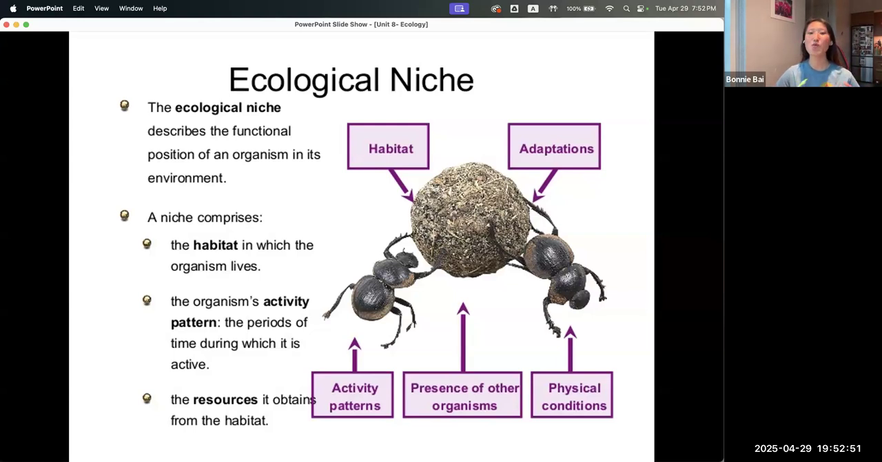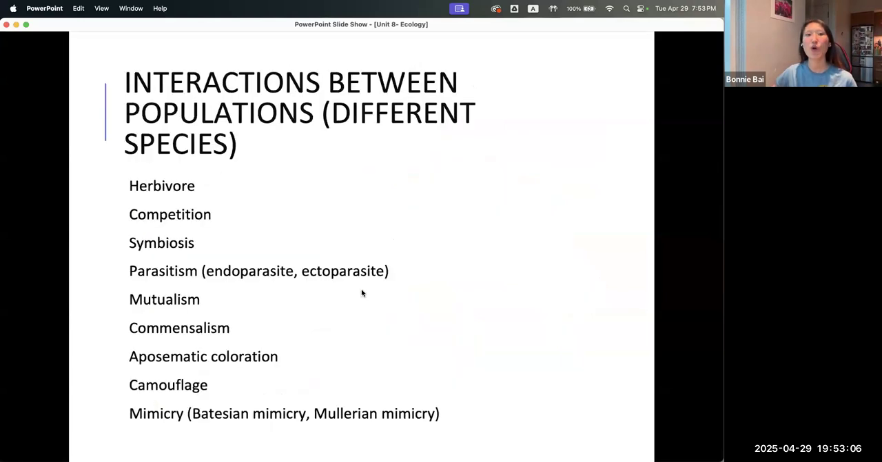So niche is a lot more broad. It gives you a more holistic view of what the organisms do in the ecosystem versus just where they live. But it does also include where they live. Okay, so then here are all the interactions for all the different organisms. There's the herbivore, predator-prey is missing on the top. There's competition, so that's easy. Symbiotic relationship includes parasitism, mutualism, and commensalism.